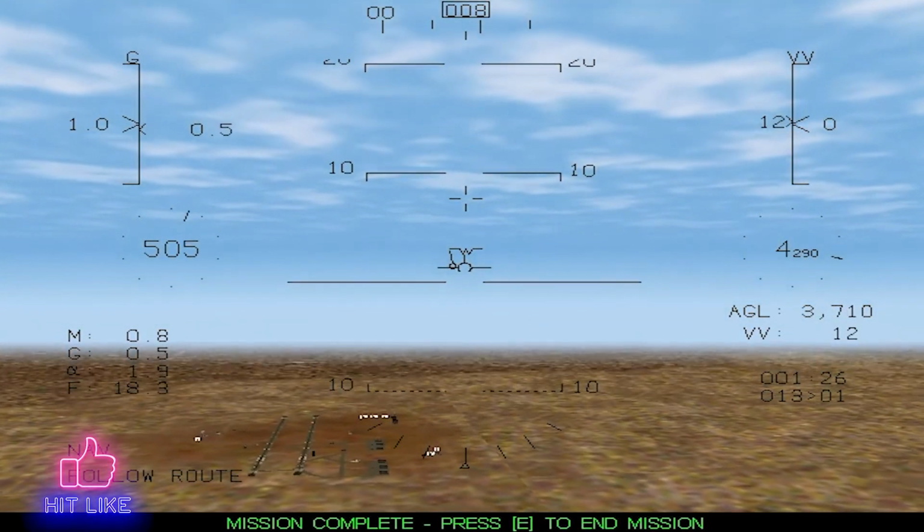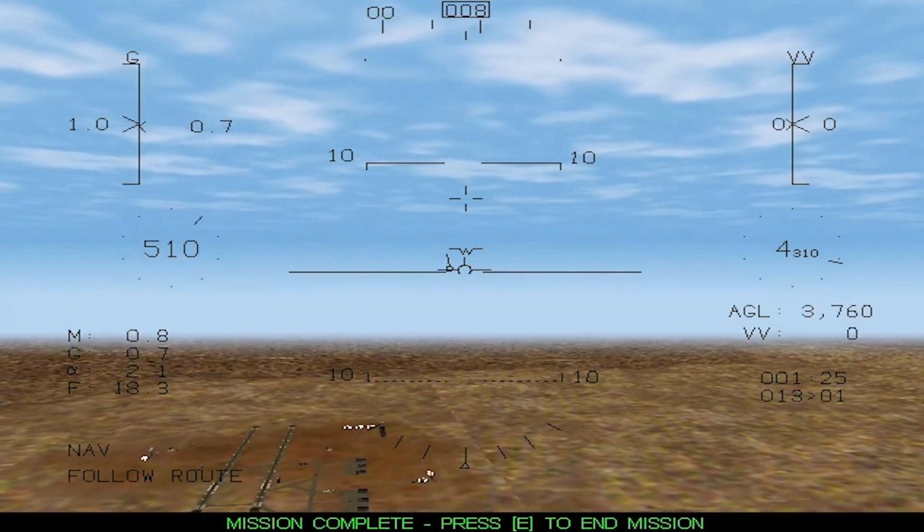Congratulations, that was the last steer point. You've managed to complete your first hop without turning your jet into a lawn dart.